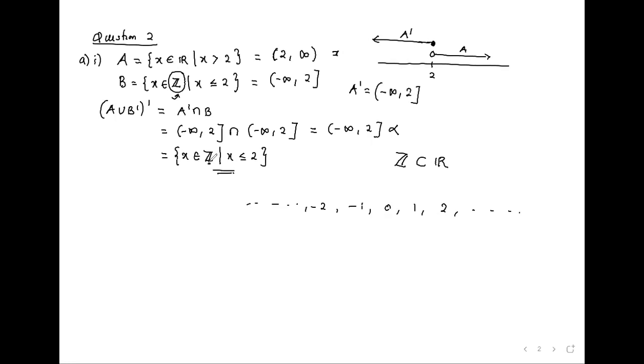But why wasn't it just negative infinity to 2? Because negative infinity to 2 is just in R. You understand that between negative infinity and 2, there is also 1.003, which is not an integer. So you have to specify that in that interval, I'm just picking integers.